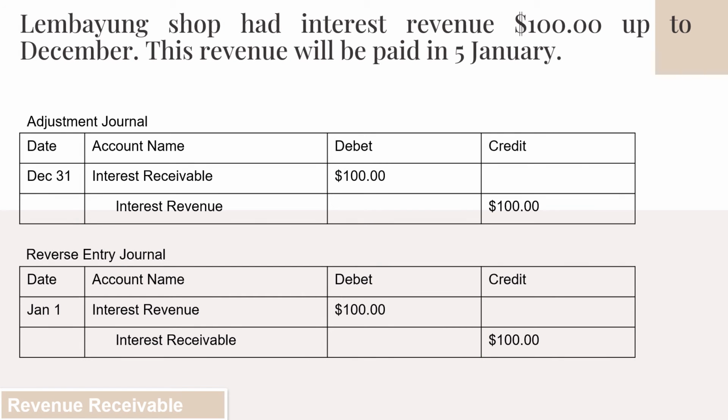For the revenue receivable, Lembayung Shop had interest revenue of $100 up to December. This revenue will be paid on 5 January. So we have to make an adjustment journal on the last day of December with the accounts interest receivable $100 and interest revenue $100. And we have to do reverse entry on January 1st: just reverse the debit to the credit and the credit to the debit. Just simple as that, with the same amount, $100.